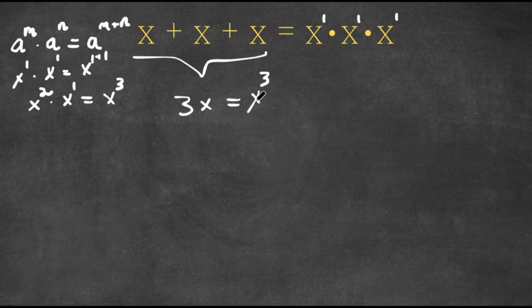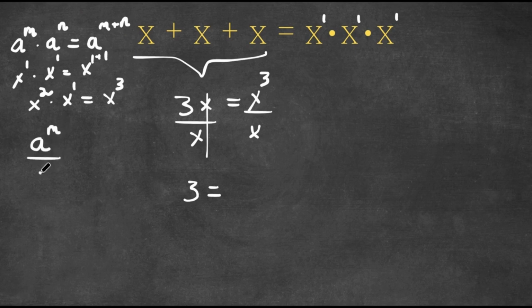So now what I'm going to do is divide both sides by x. So for the left-hand side, these two cancel out, so I'd simply just have 3 is equal to, now if we have something in the form a to the power of m over a to the power of n, this is equal to a to the power of m minus n.